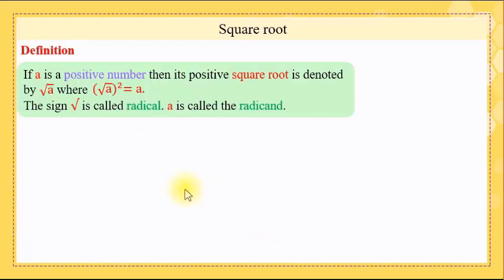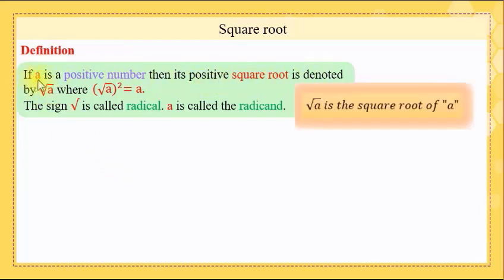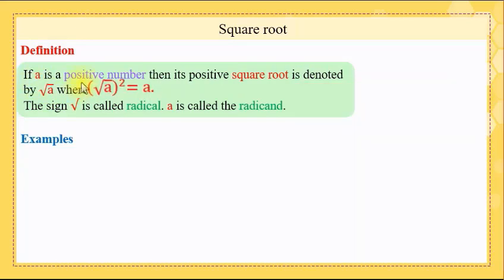Let us start with the definition. If a is a positive real number, then its positive square root is denoted by radical a. So radical a is the square root of a. So radical a to the power 2 equals a.